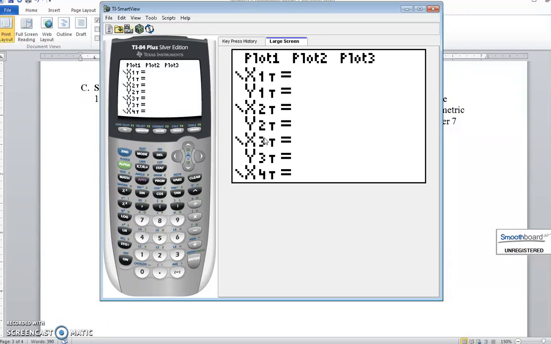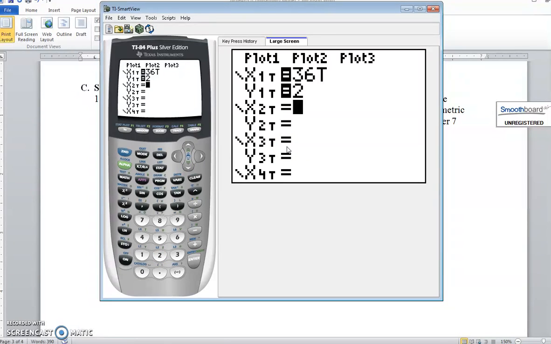So Mike was 36 times t. Hit the X button, and you see that t pops up there. And we said his height was going to be at 2. For Ike, he's going to be 32t plus 25, and he was going to be at a height of 4. Okay, so we've typed in our equations.